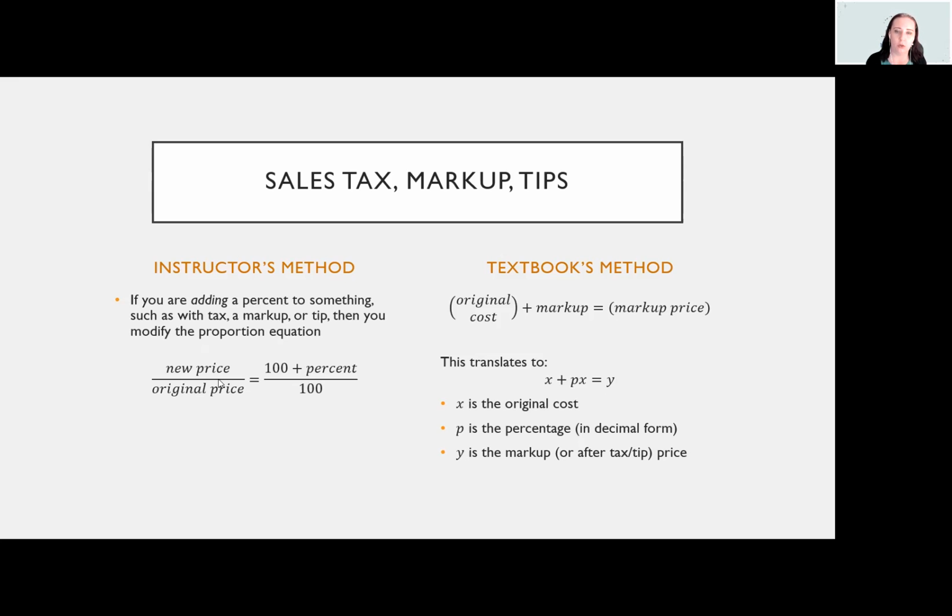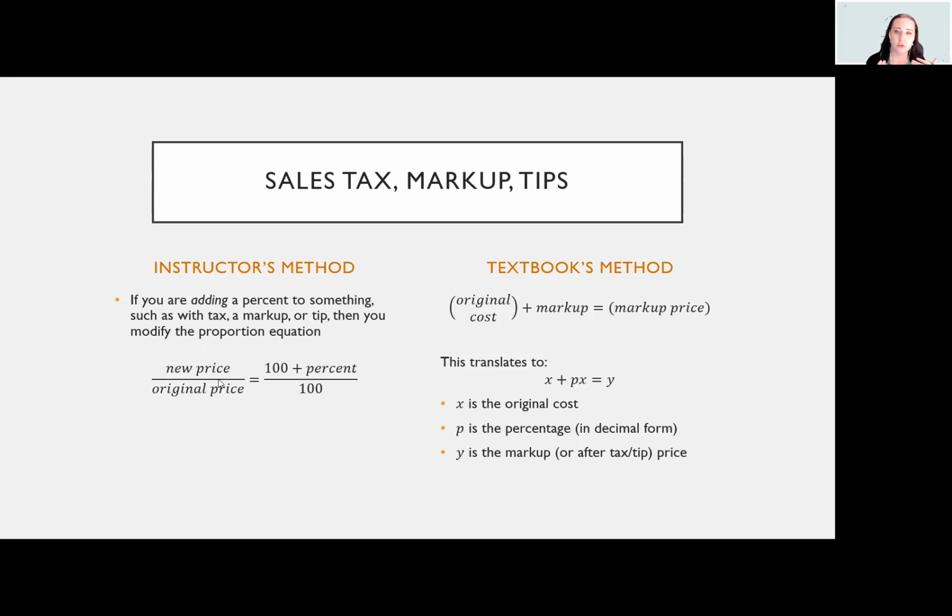And so the way that I set this up is that I've got my new price over the old price. So that's sort of like your part out of the whole, as we're comparing it to the whole thing. We're comparing it to the original price. So the new price is on top. And we have 100 in the bottom right, because that's the setup for the proportion.